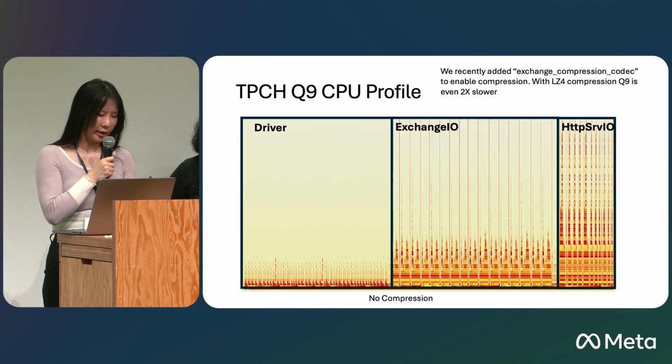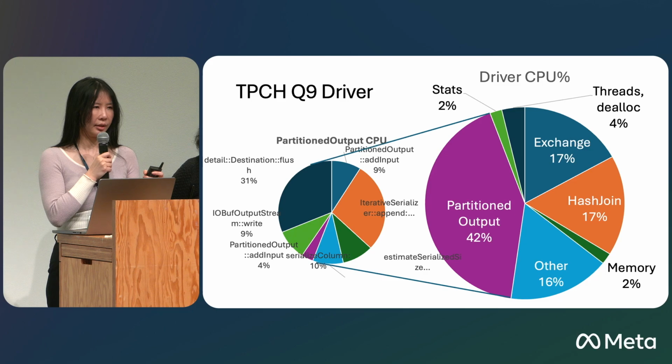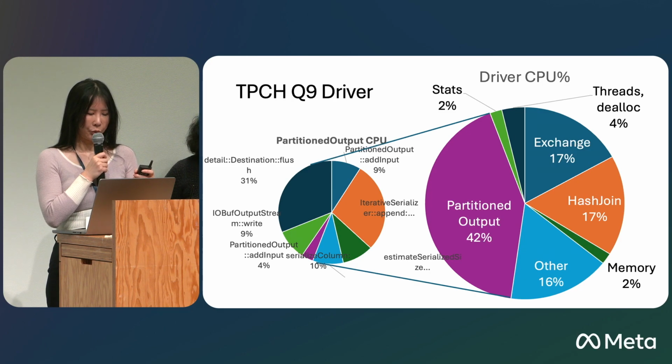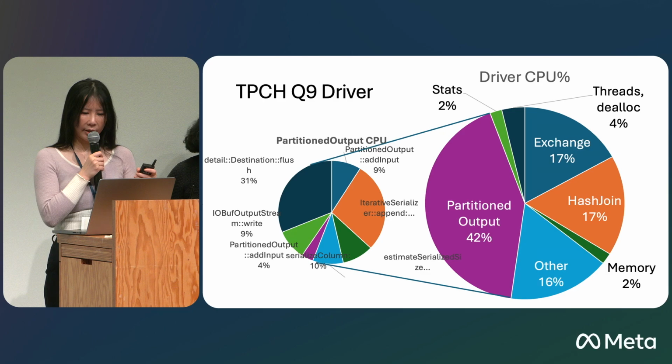My talk is mostly about the driver part, especially the partition output, the exchange protocol, the exchange operator and so on. If we zoom into the driver part, the partition output is taking 42% of total CPU. The next one is exchange, 17%, and then hash join, also 17%.